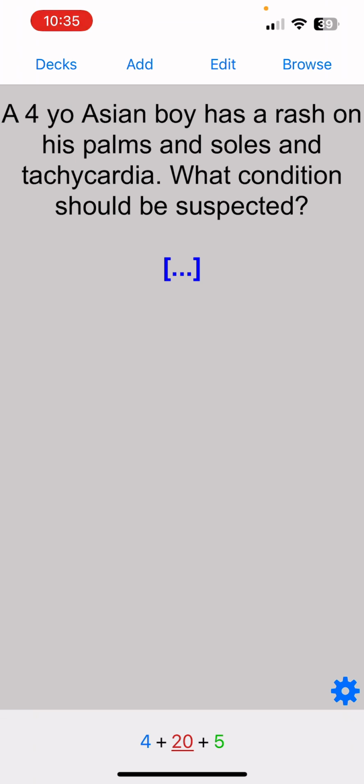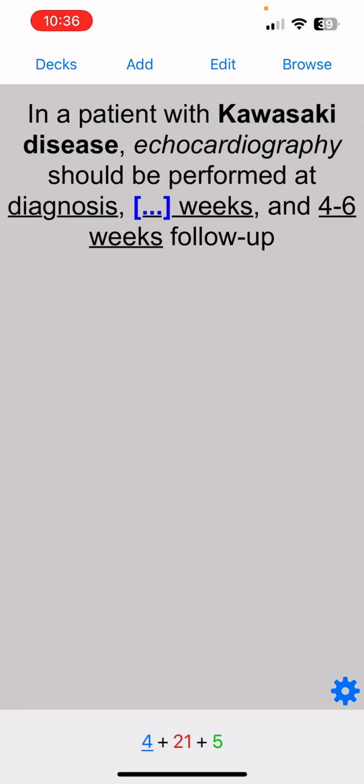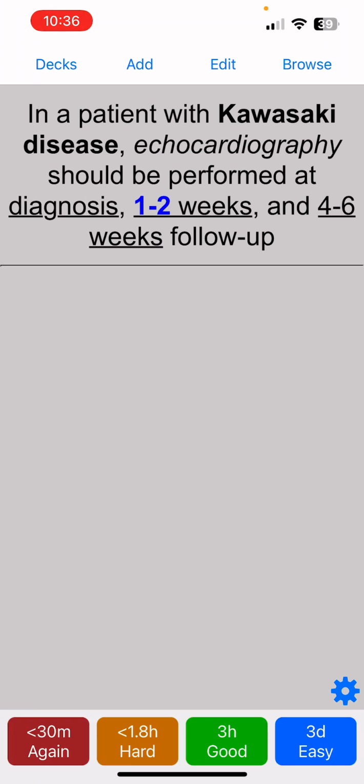A 4-year-old Asian boy has a rash on his palms and soles and tachycardia. What condition should be suspected? Kawasaki disease. Why did my brain just freeze up? In a patient with Kawasaki disease, echocardiography should be performed at diagnosis, 1 to 2 weeks, and 4 to 6 weeks follow-up.